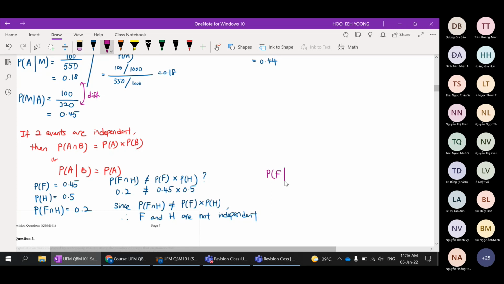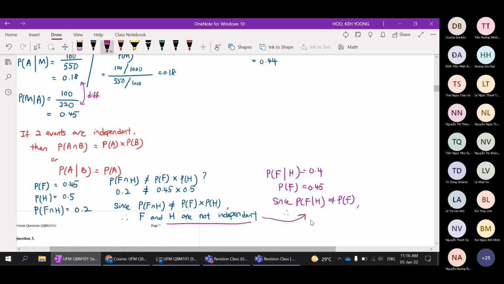Let's say F given H. Just now we have found this in question 5. F given H is 0.4, and F is 0.45. So since F given H is not equal to F, therefore they are not independent.